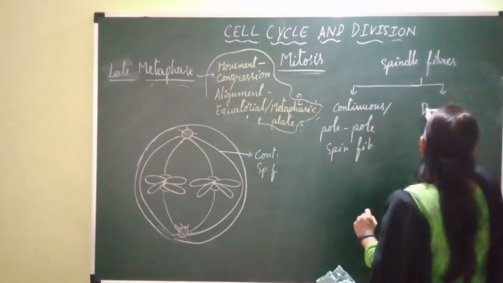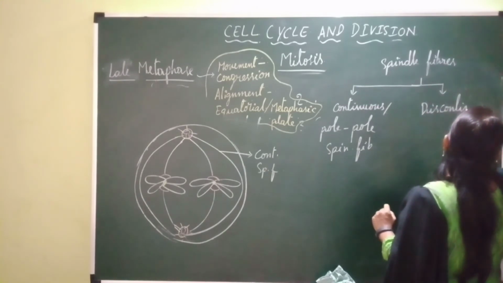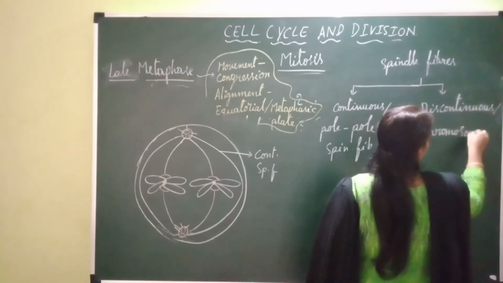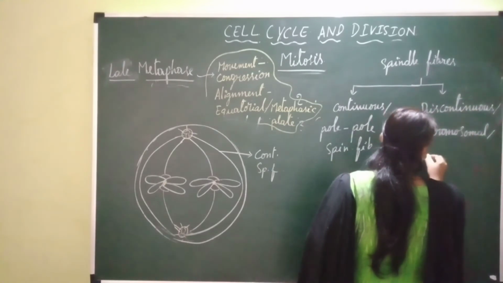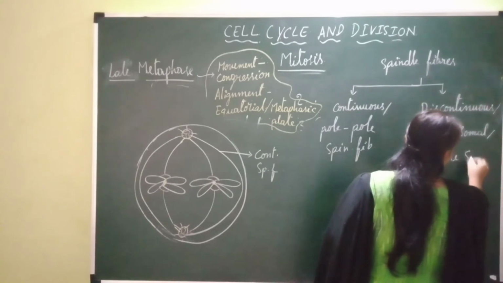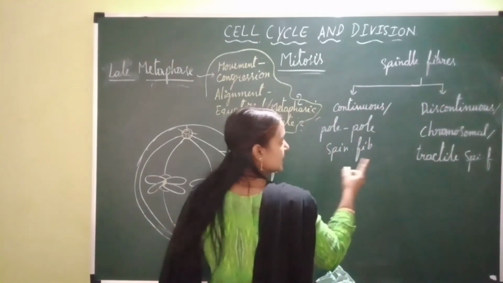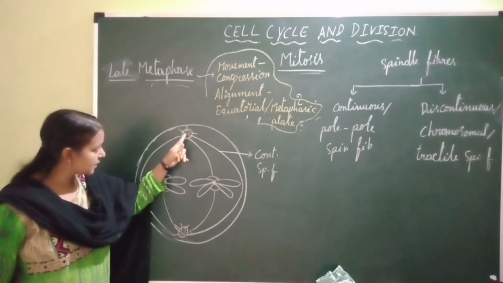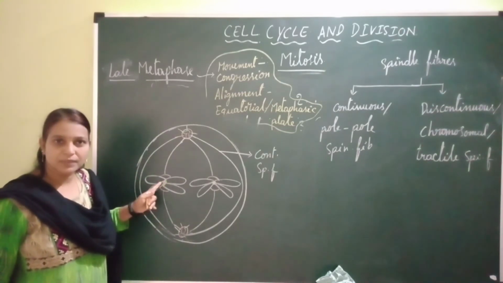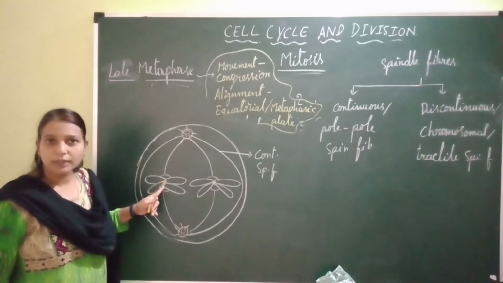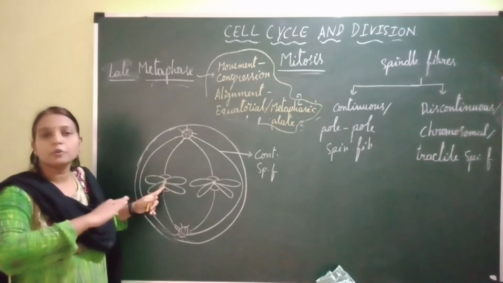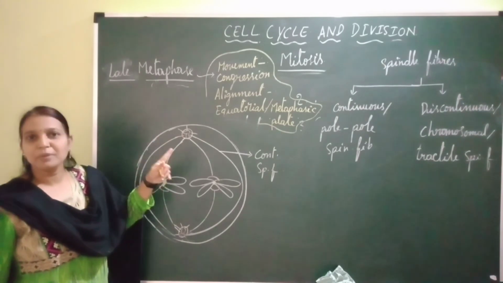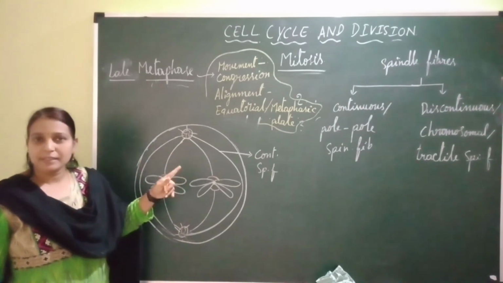The next type are discontinuous spindle fibers, also called chromosomal fibers or tractile spindle fibers. These are the spindle fibers which are attached with the chromosomes. They are discontinuous, not running continuously from one pole to the other pole, because they are attached with the chromosomes. These spindle fibers only bring the chromosomes towards the center of the cell to form the metaphasic plate or equatorial plate. This movement of chromosomes is called congression, whereas alignment of chromosomes at the center of the cell is called the metaphasic plate or equatorial plate.